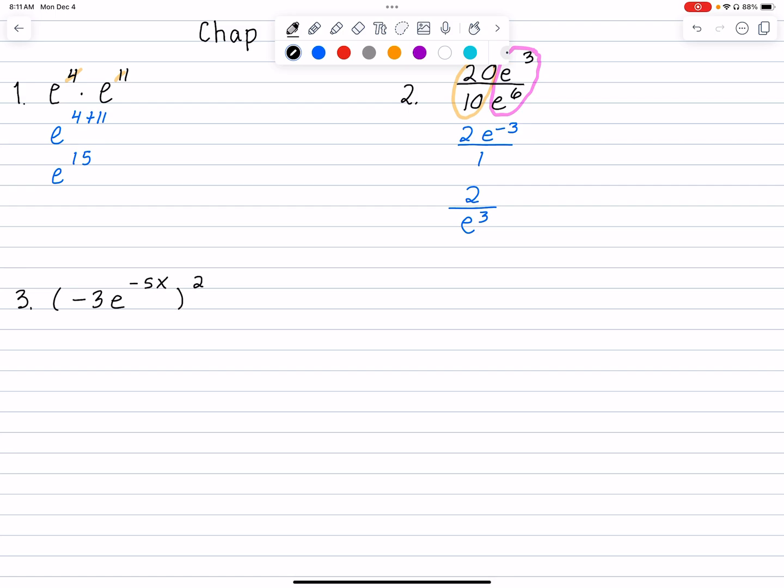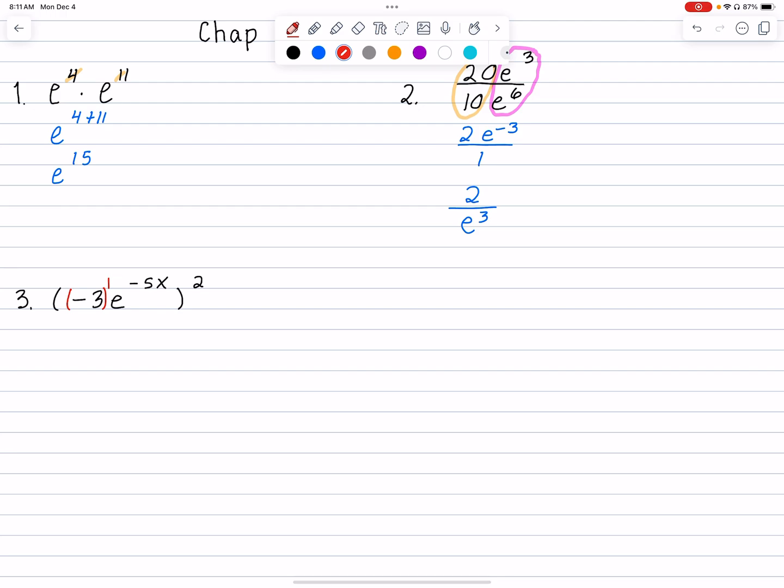For this one, we have a power to a power. Reminder, everything inside the parentheses is being raised to a power. I'll just indicate this in red. So we have this negative 3, which is being raised to a power of 1. And of course, we have that e term that's being raised to a negative 5x.